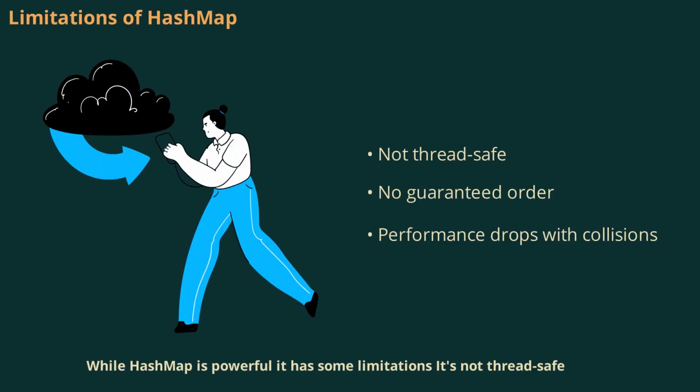While HashMap is powerful, it has some limitations. It's not thread-safe, and performance can degrade if many collisions occur. Also, the order of entries is not guaranteed. For ordered maps, consider using LinkedHashMap or TreeMap.